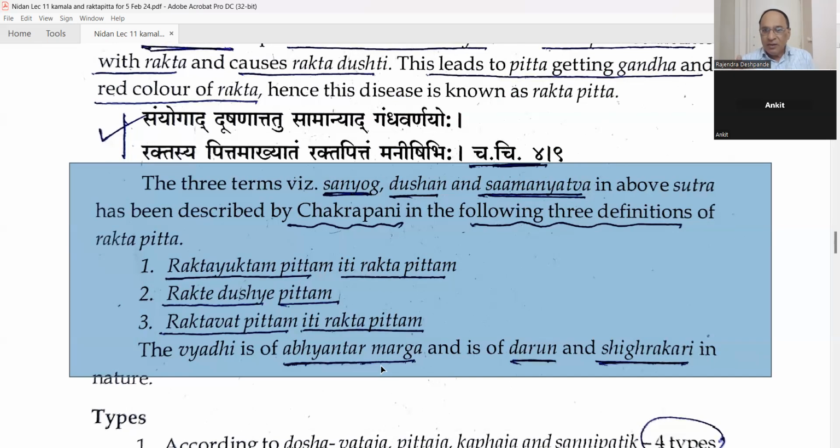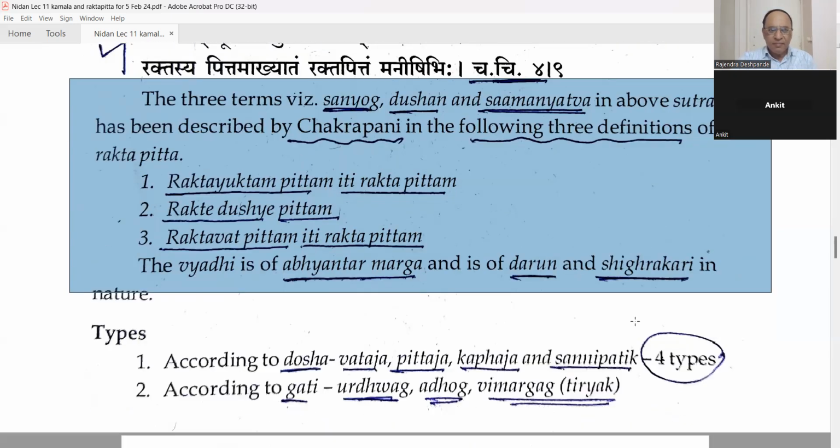The Vyadhi is from Abhyantara Marga, that is inside of the body. You know that first is Koshtashrita Vyadhi, Shakashrita Vyadhi and Majjashrita Vyadhi. These are the three Margas. This is Daruna, serious, and Shigrakari. Instantaneous, the bleeding will start without any warning.